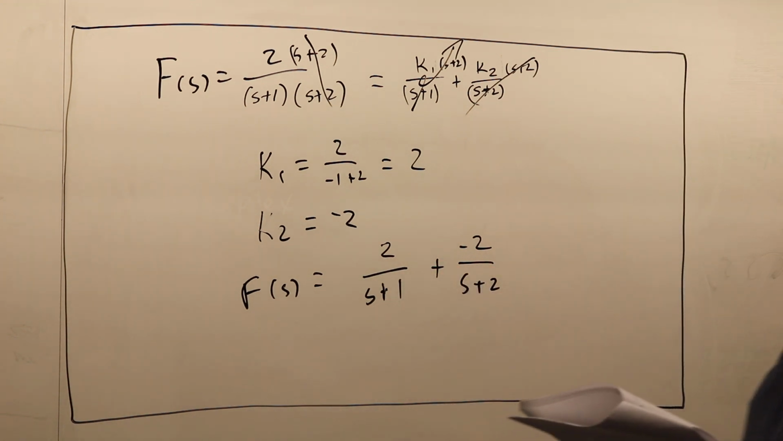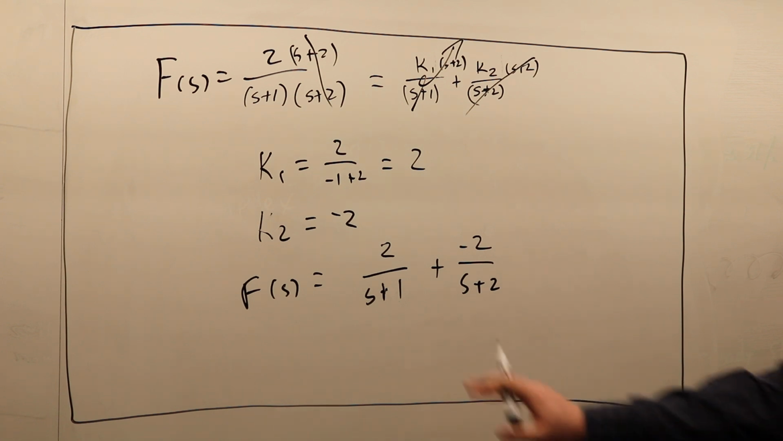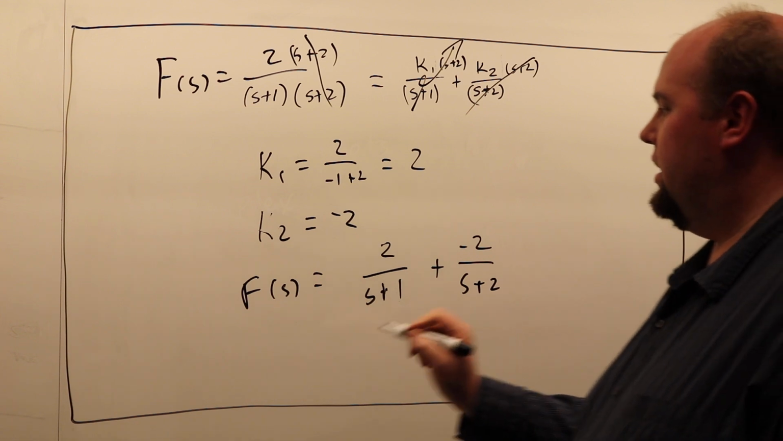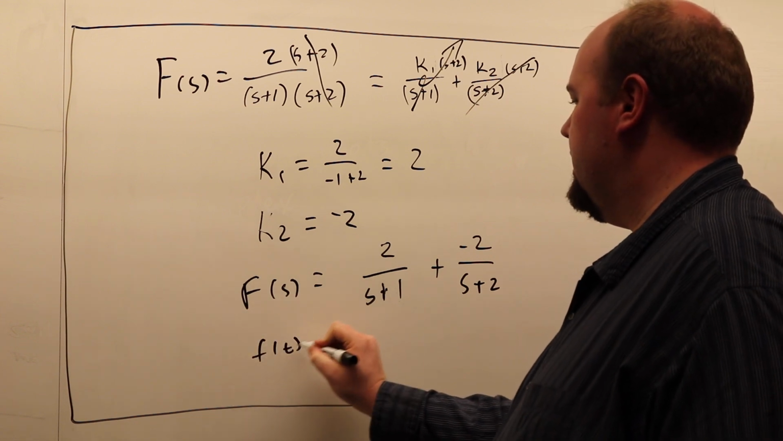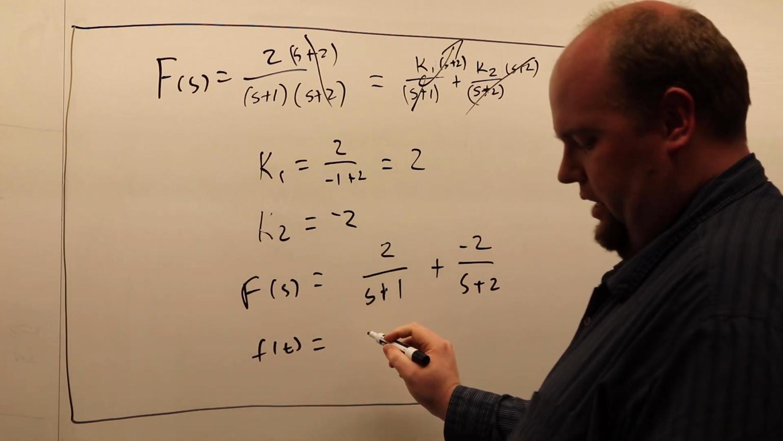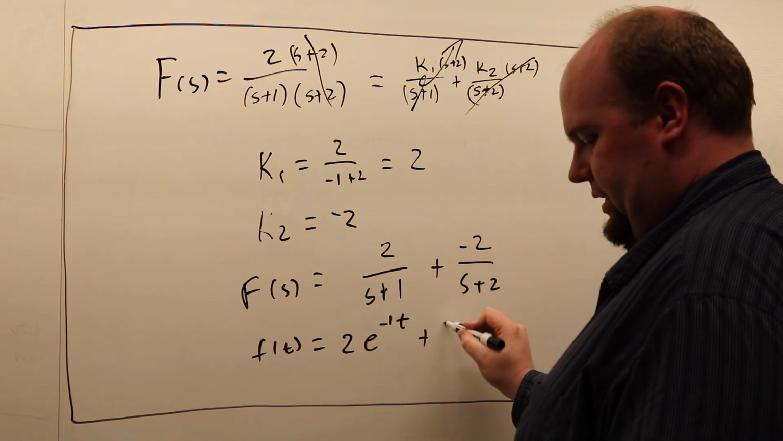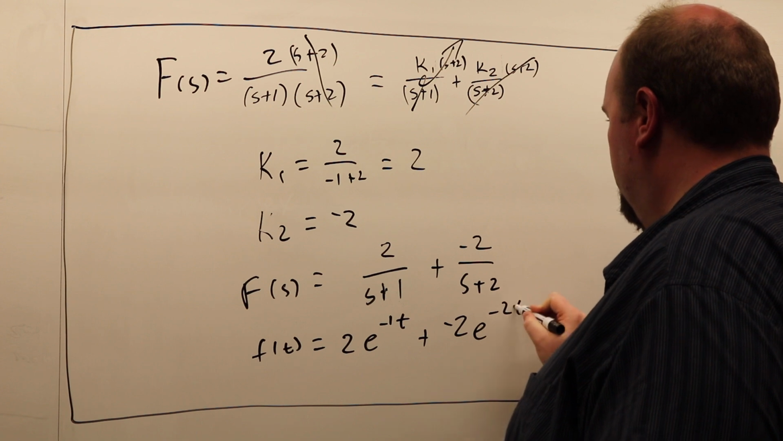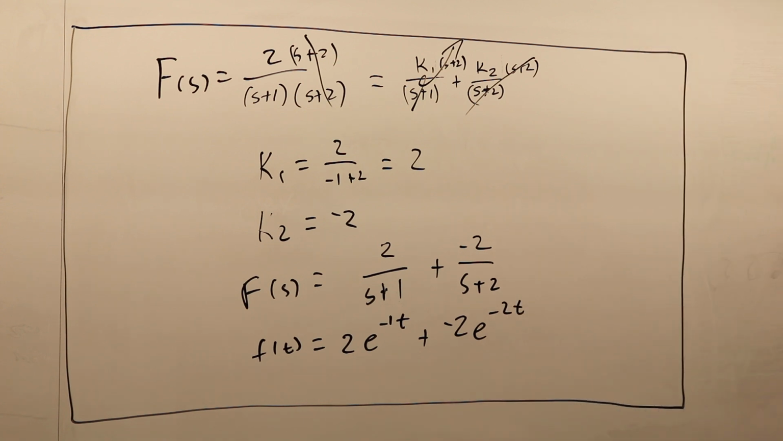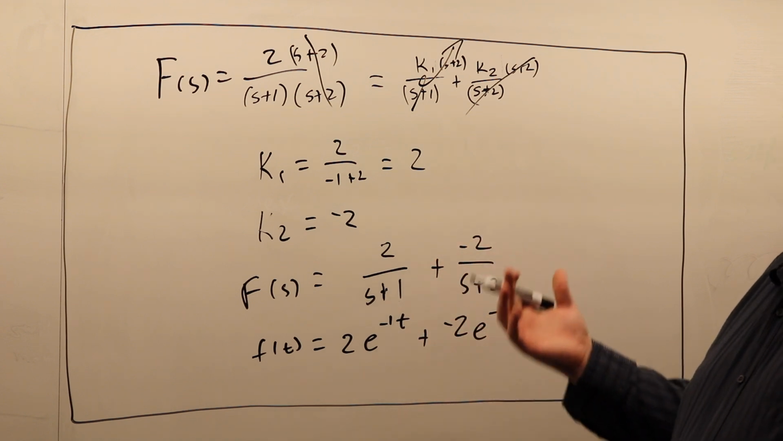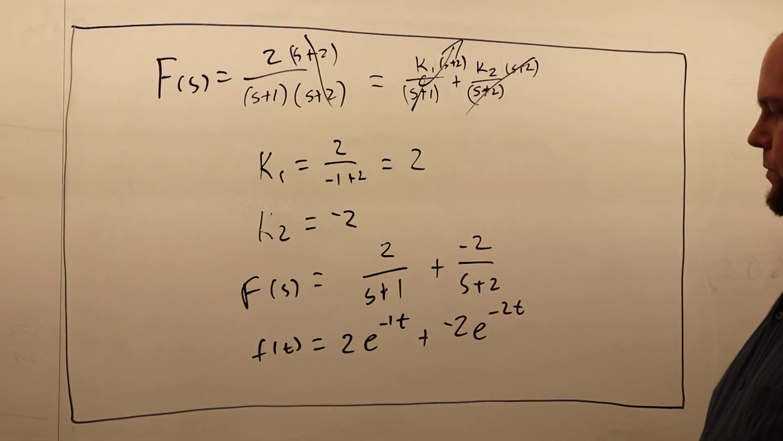And we can take the inverse Laplace transform of each of these terms, and we get f(t) equals 2e^(-1t) plus negative 2e^(-2t). And again, we can find these inverse Laplace transforms by looking at any Laplace table.